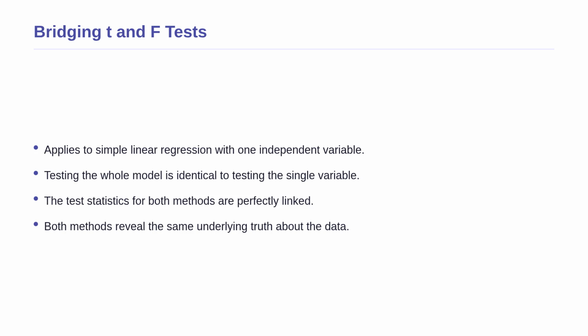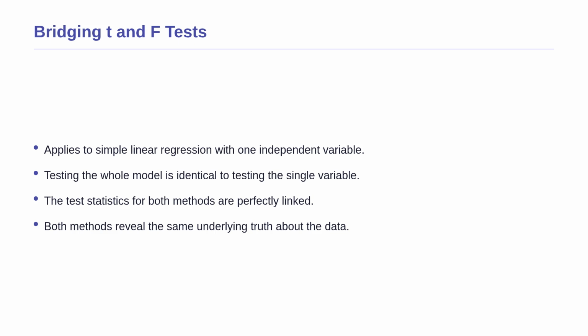So we have seen how to test the whole model and how to test individual variables. This brings us to a beautiful mathematical bridge connecting the overall F-test and the individual t-test. This connection specifically applies when we are only looking at a single predictor variable, known as simple linear regression. In this scenario, where we only have one independent variable, testing the whole model is exactly the same as testing that one specific variable. Because they are testing the exact same thing, their test statistics are perfectly linked.